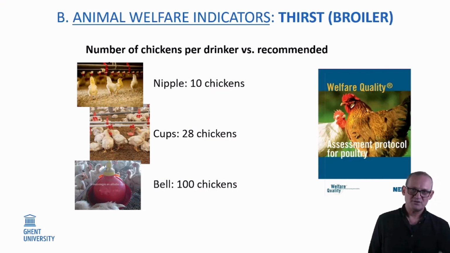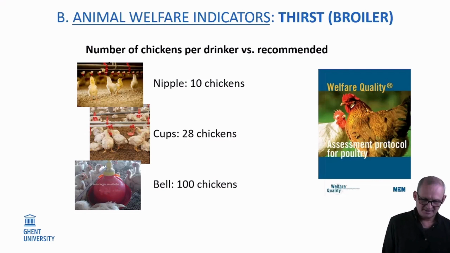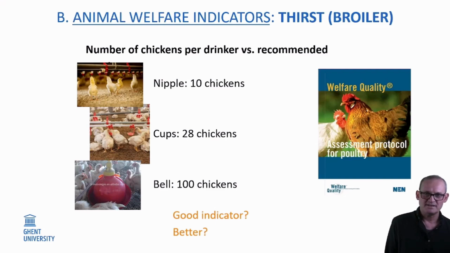So the recommendation is for a nipple drinker there shouldn't be more than 10 chickens per nipple drinker. For cup drinkers there shouldn't be more than 28 chickens, and for bell drinkers there shouldn't be more than 100 chickens. And that's the indicator they use for assessing whether the animals are suffering from prolonged thirst. You can question, is this really a good indicator? Or can't we come up with better indicators?